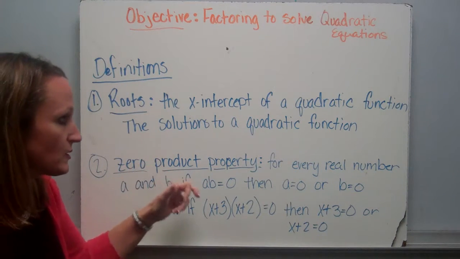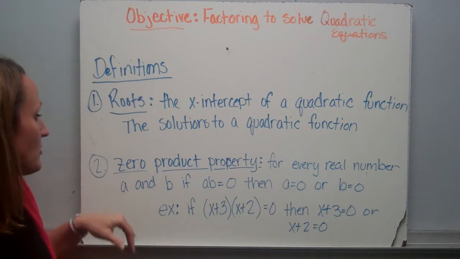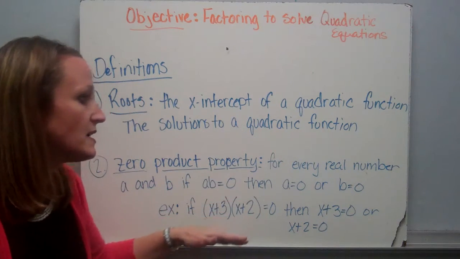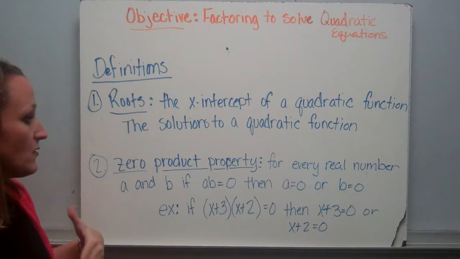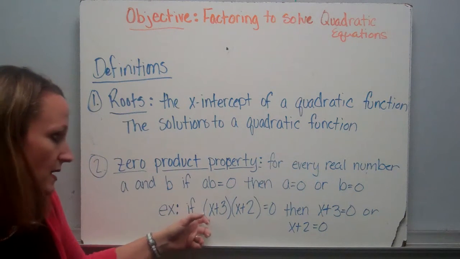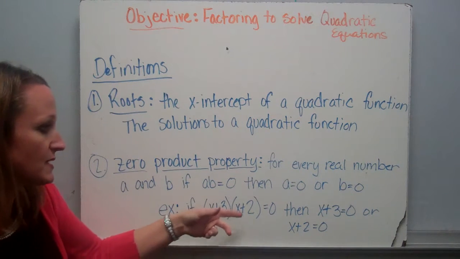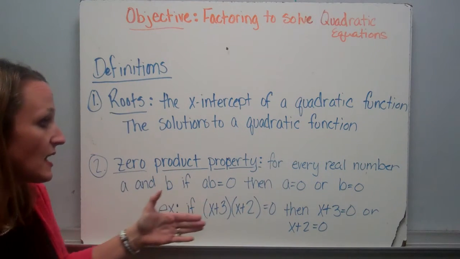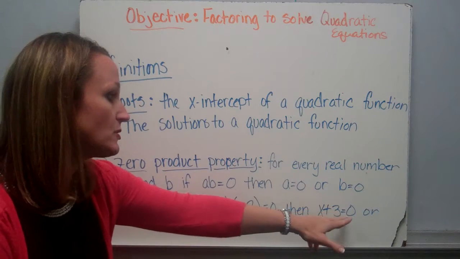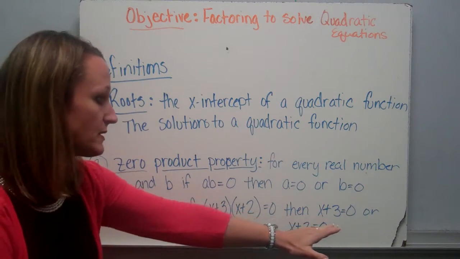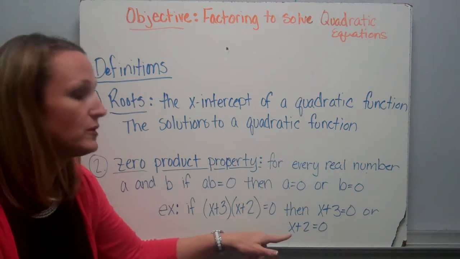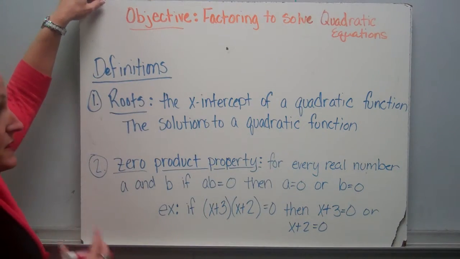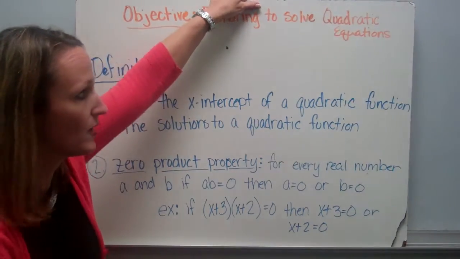The zero product property says that for every real number a and b, if a times b is equal to 0, then a equals 0 or b equals 0. So for example, when we factor, we get something like x plus 3 times x plus 2. We set it equal to 0. This is how we get our answer. Then x plus 3 equals 0, so in other words this part equals 0, and x plus 2 will equal 0. So either one of those can be set equal to 0. That's what's called the zero product property.